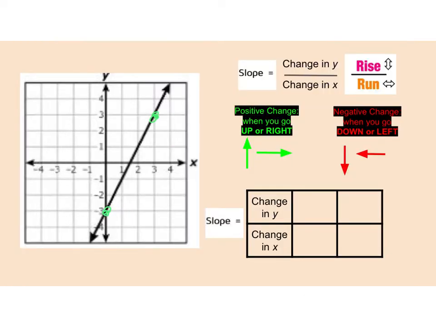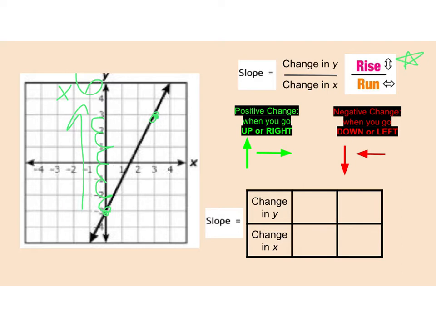Now we're going to look at that same graph using rise over run. Rise is the change in your y's, and your run is the change in your x's. We have to make sure we pay attention to how the graph is numbered. So first, we're going to look at our change in y, which is our rise, which is the going up or down. In this case, I'm going to go up, and I'm going to count the spaces as I go up. I went up 6 spaces, so that's going to be a positive 6.